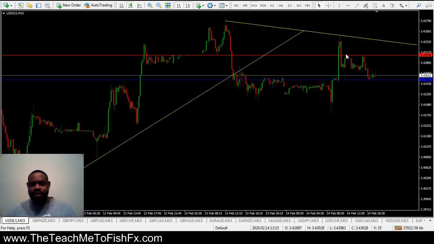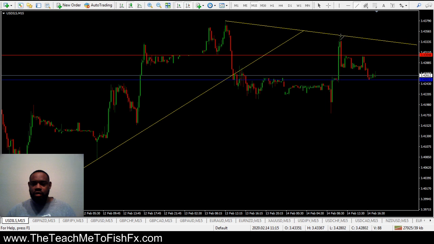At the same time, it tested this resistance, saw that this resistance was no good as support, came back down, came back up rather to test the resistance as resistance. It is working good as resistance, has hit this new low.